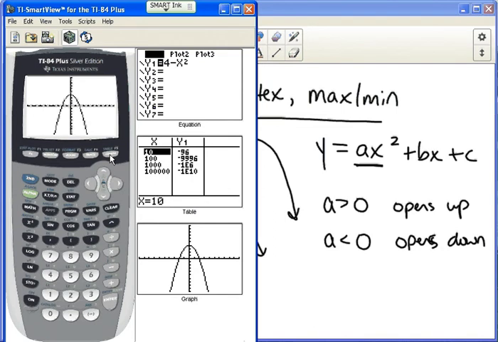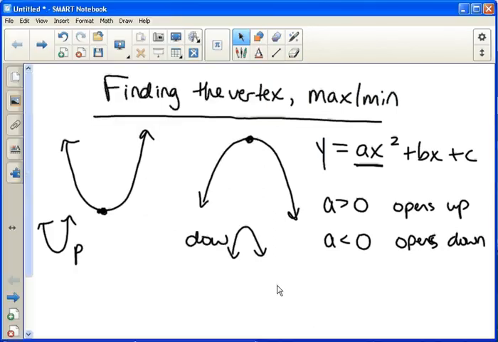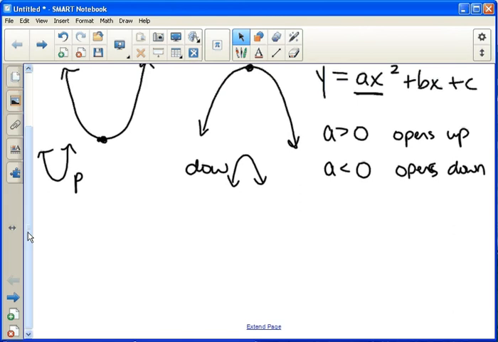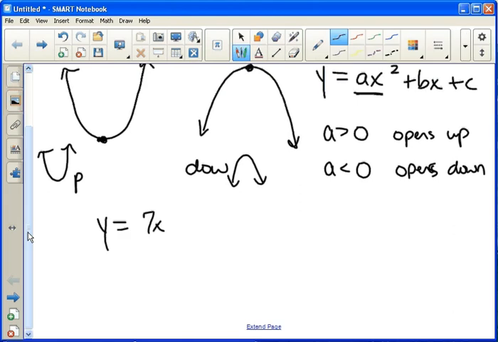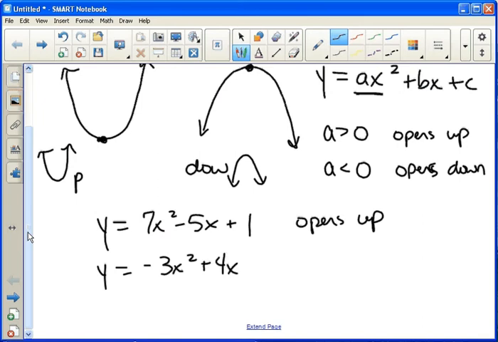So you should be able to, from here on out, just look at an equation and tell if it's opening up or down. So for example, if we have y equals 7x squared minus 5x plus 1, you automatically know that it opens up. Or if you have negative 3x squared plus 4x minus 5, then that's going to open down. And you can tell that, again, just by looking at what's in front of the x squared. That's a negative, that's a positive. Okay, so that's the first thing you need to know how to do, is tell whether it opens up or opens down.